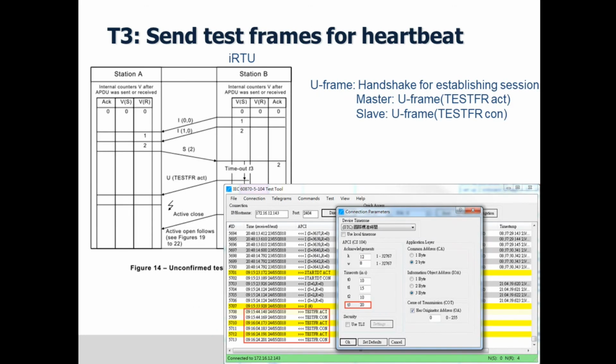And T3 means sending test frames for the heartbeat. They use the U frame to do the handshake for establishing the session. Master and slave will send this heartbeat every T3 seconds. So once you see there is no information, no packet is transported. After the T3 timeout, they will send a test frame for ACK, checking that the session is still established.